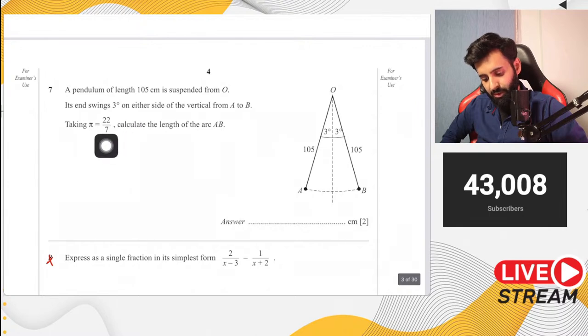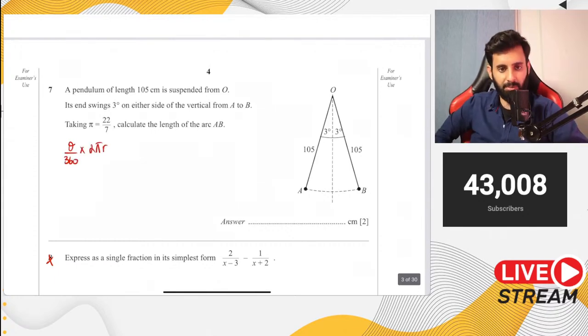Taking pi to be 22 upon 7, calculate the length of the arc AP. So how do you calculate the arc length? Theta upon 360 multiplied by 2 pi r. Basically, you get marks for remembering the formula over here.